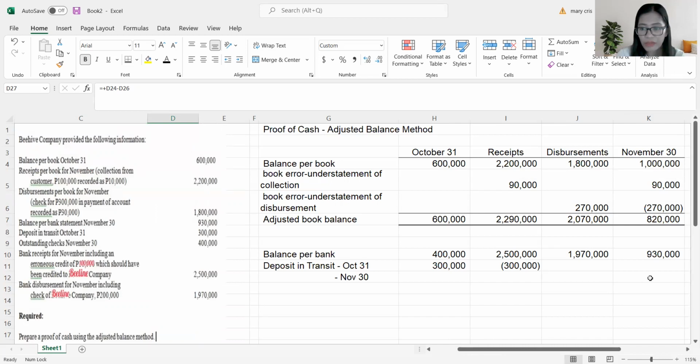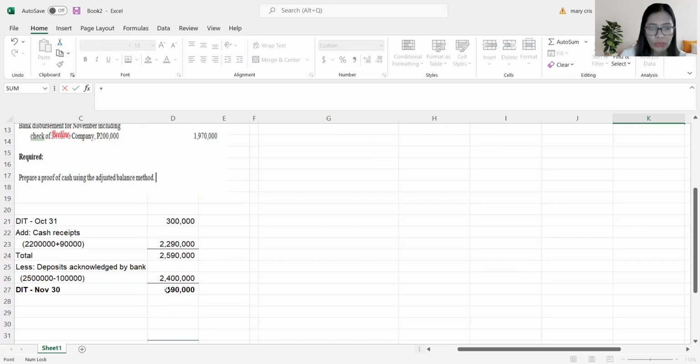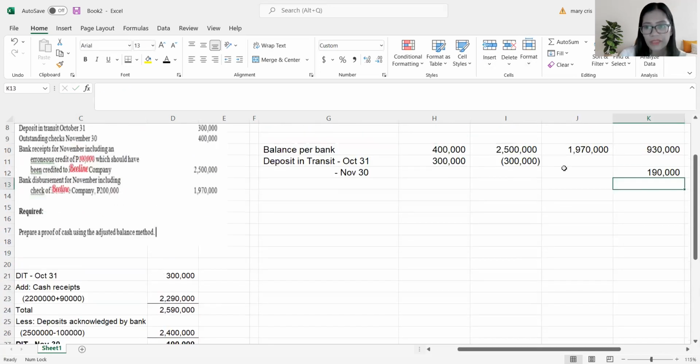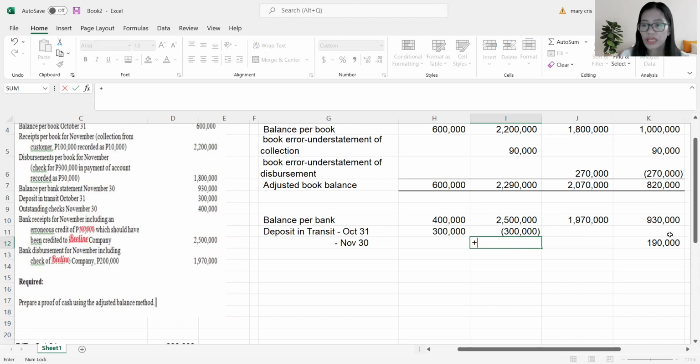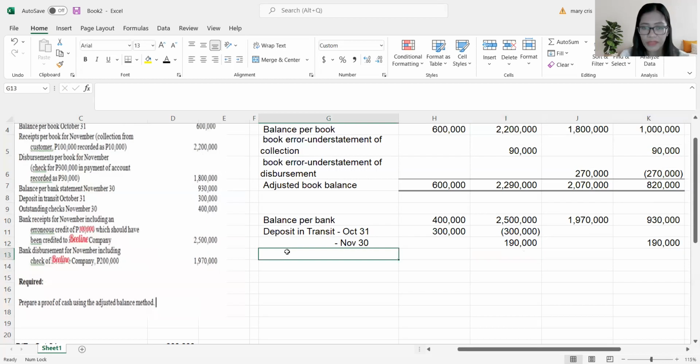Okay? So if you're going to plot it here, we have November 30. That's the deposit in transit, so we just add the 190,000. Now, what is affected? Receipts or disbursements? Most probably, what is affected is the receipts. That 2.5 million does not yet include the deposit in transit of 190,000, so we have to include that in our bank receipts for us to reconcile our records.